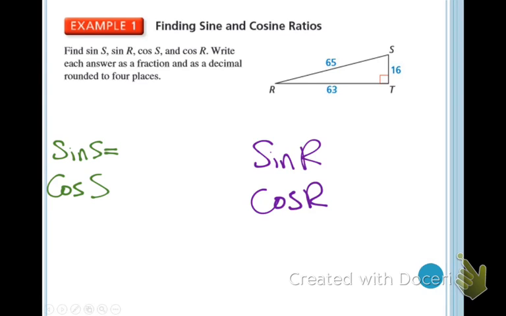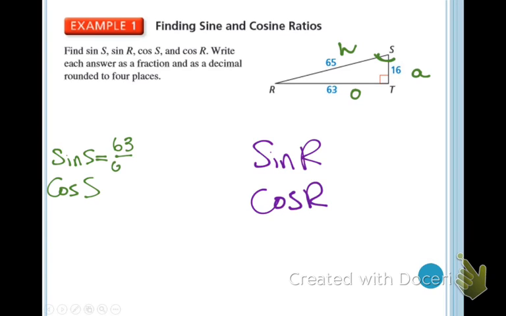So from angle S, we want to find sine. So we're going to need to know our sides. So go ahead and label them opposite, adjacent, hypotenuse. Sine has which side over which side? Opposite over hypotenuse. So what is my opposite of angle S? 63. 63 over my hypotenuse, which is 65.